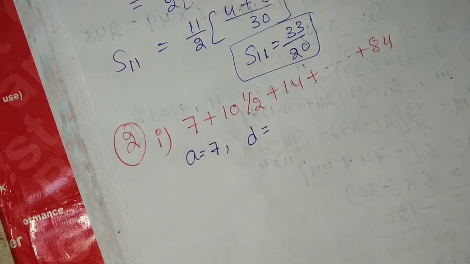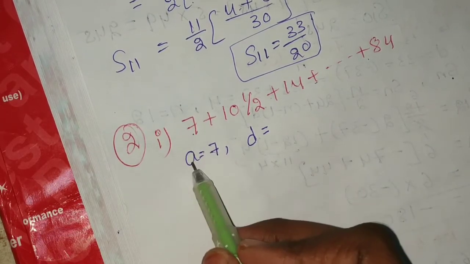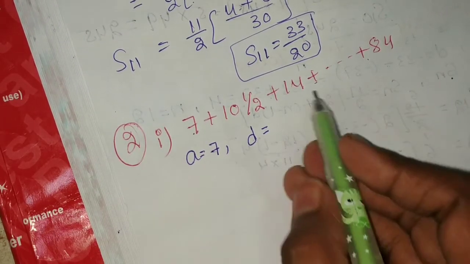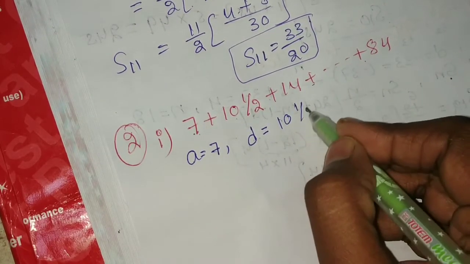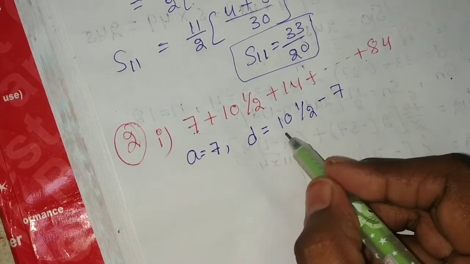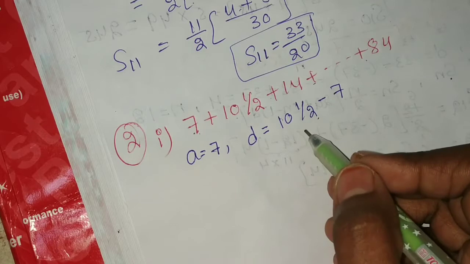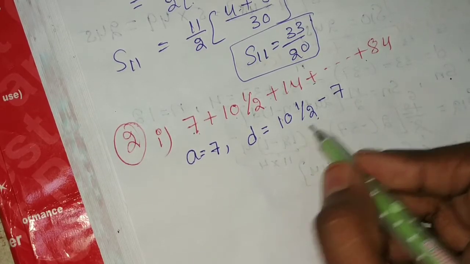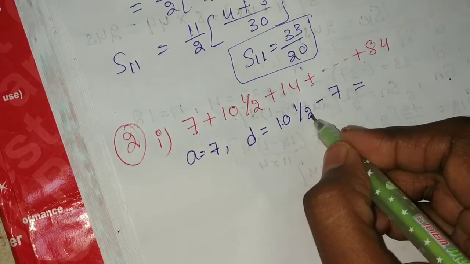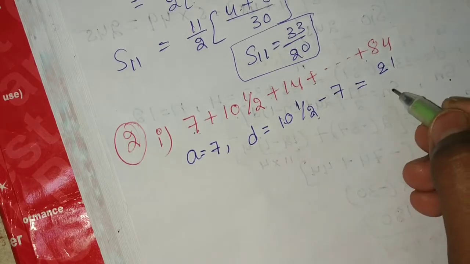So let's start. What is the first term here? That is 7. So A is equal to 7. What is D? Common difference. T2 minus T1. Term 2, that is 10 1 by 2, minus 7. Do you know how to do this? This is in the form of a mixed fraction. So you need to convert it into an improper fraction. How can you do this? See, 10 twos are 20. 20 plus 1, 21. Are you getting?